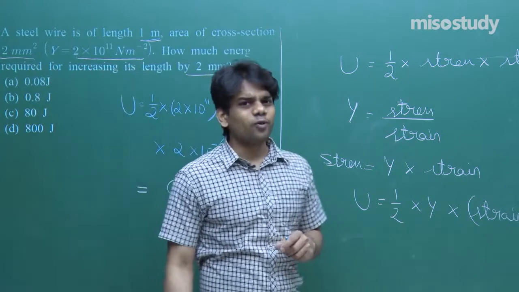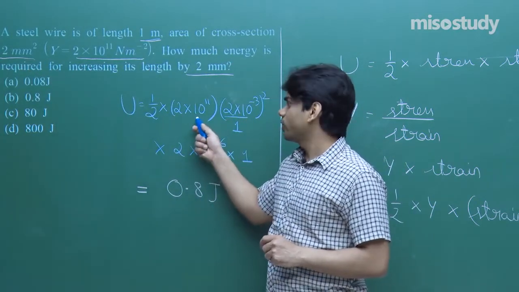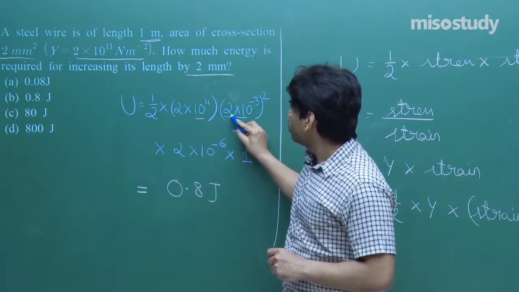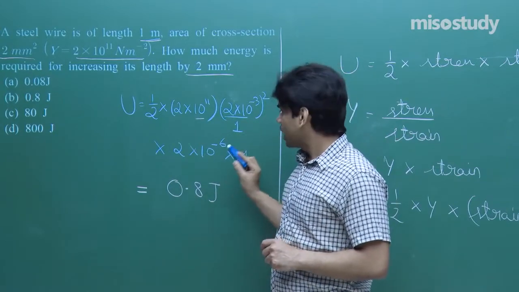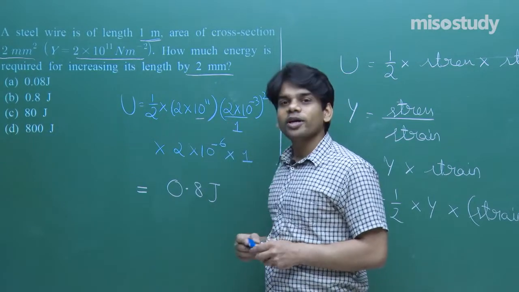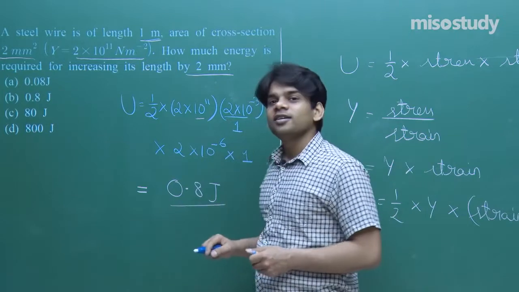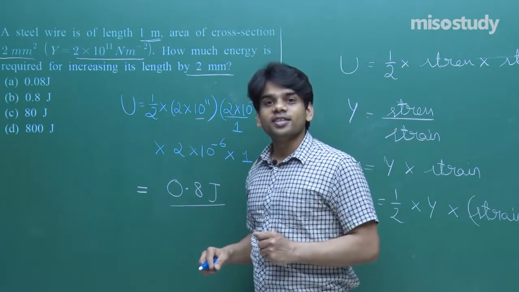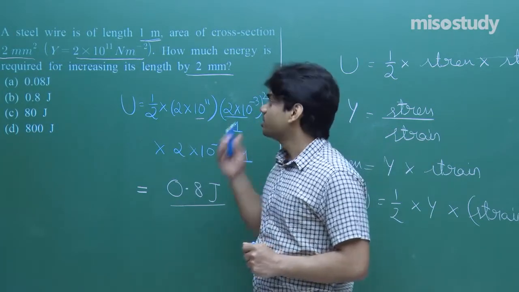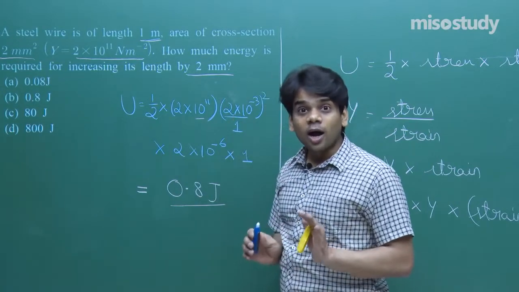You can check the calculation portion if you want. 2 and 2 will be cancelled out. Here you will have 10 to power 11. Here you will have 2 square, 4 into 2 is 8, and 10 to power minus 6, 10 to power minus 6 gives minus 12. With 10 to power 11, you get 10 to power minus 1. So 0.8 joule will be the answer. This much amount of energy will be stored in the wire when it is stretched by 2 mm.